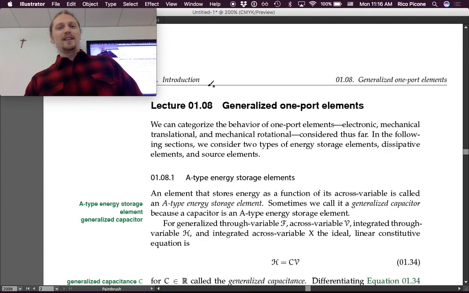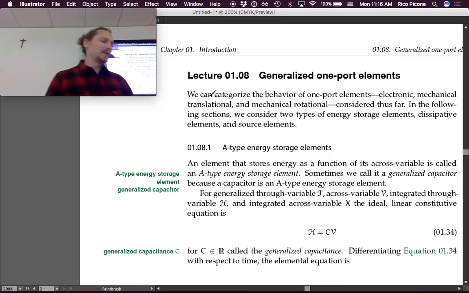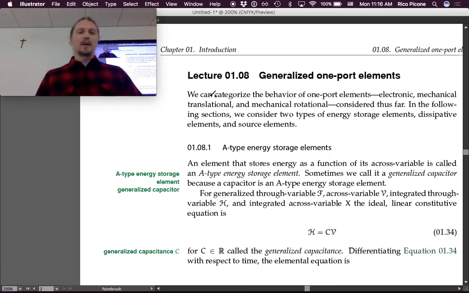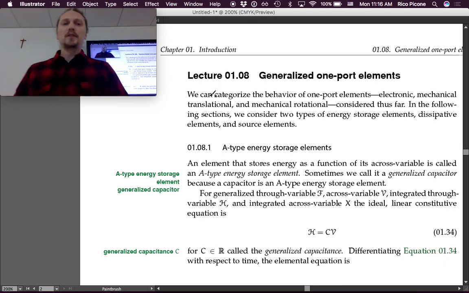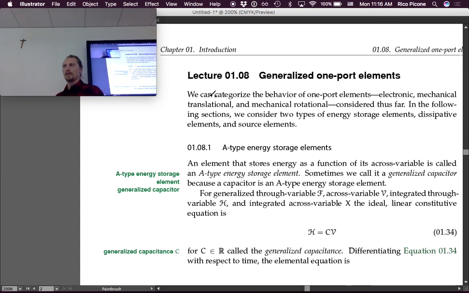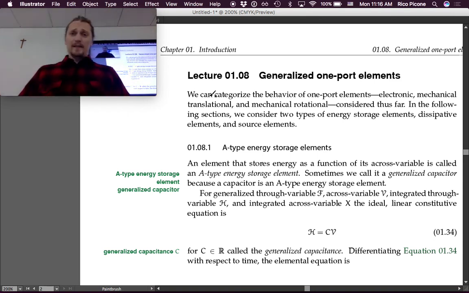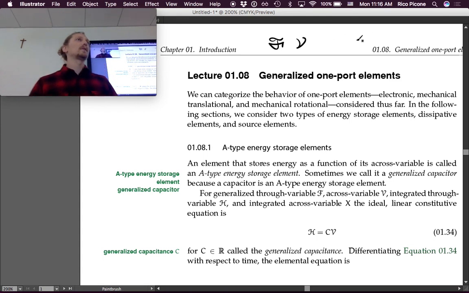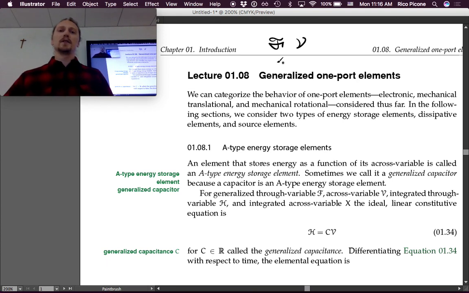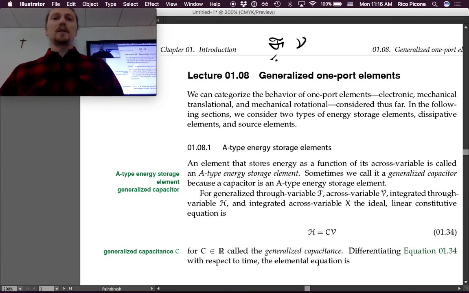We had Friday, we didn't have class, but we're going to pick up where we were on Wednesday, which was we had just introduced generalized through and across variables. So they had symbols script F for generalized through variable and script V for generalized across variable. And then their integrated versions, which were script H and script X.